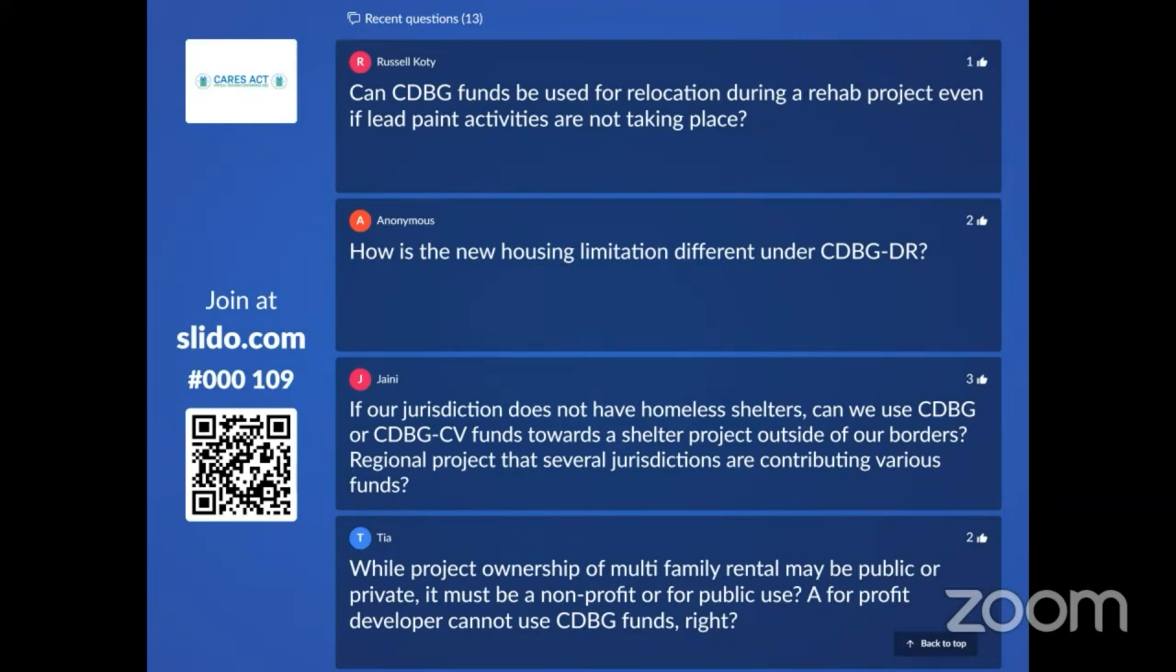The question is about relocation when doing a rehab. Yes, if the level of rehab requires that the person can't stay in that home while the rehab is being carried out, then CDBG can be used to pay for the relocation. Whether or not the rehab pertains to lead-based paint doesn't matter. It can be any type of rehab that requires the person to be displaced from the housing unit.